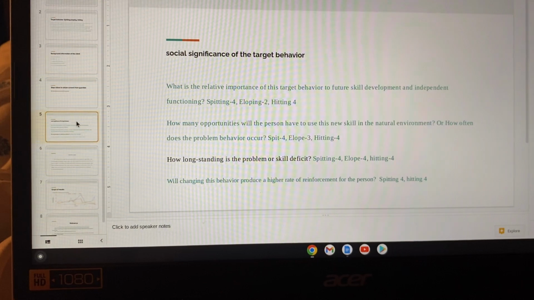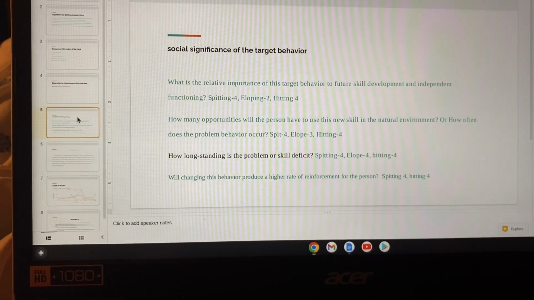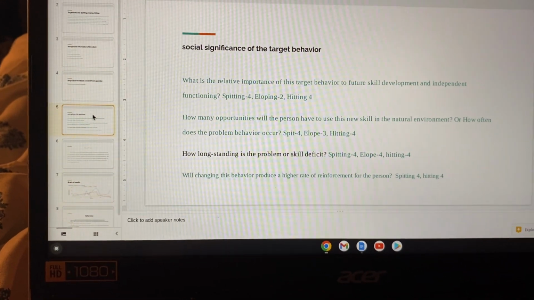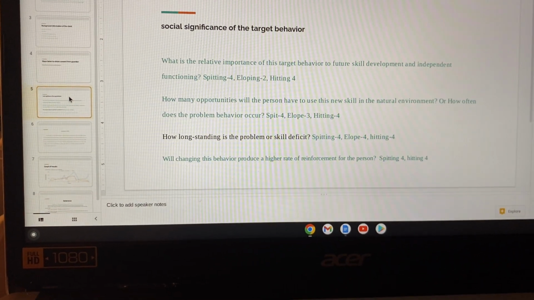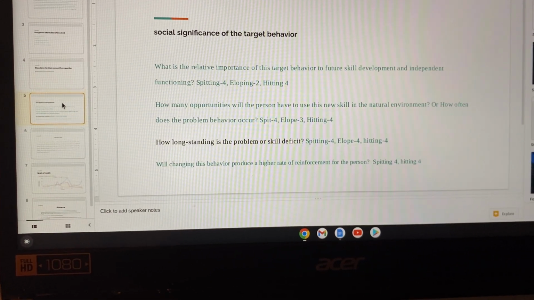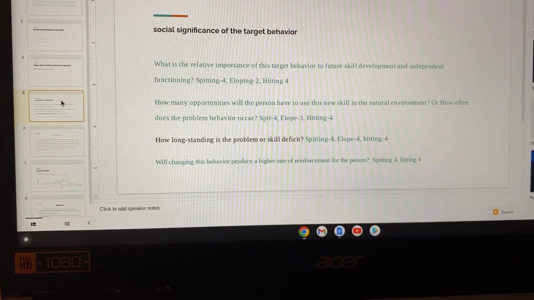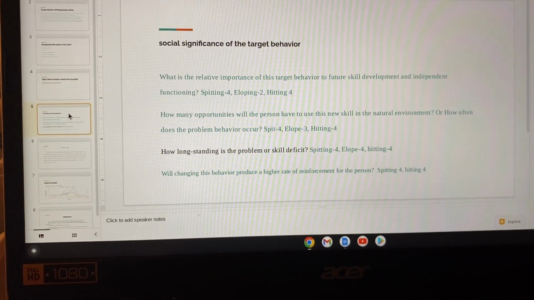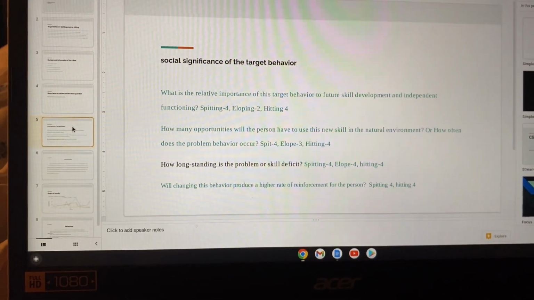to help the client have a replacement behavior that's more appropriate, so that he can have a better outcome. He can become more independent. He can be able to use it in any environment that's necessary for his everyday living.